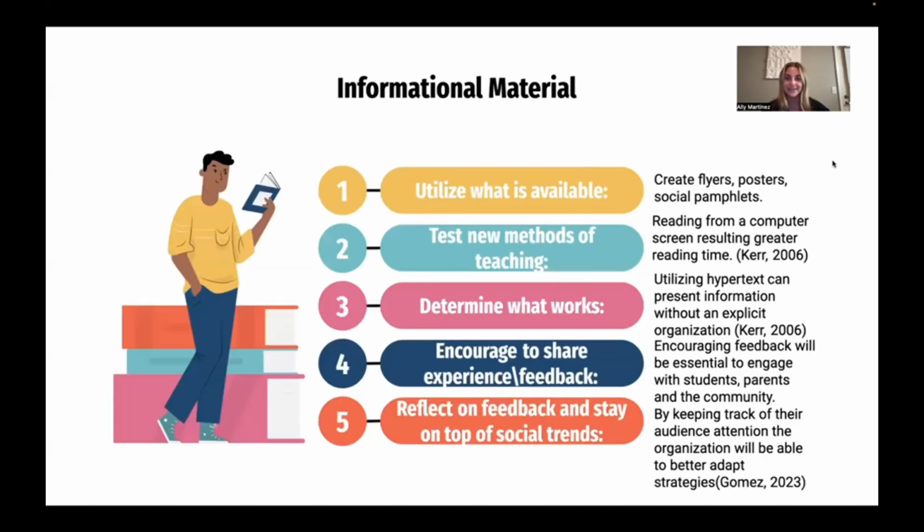Next, we will get into informational material, and this consists of utilizing what is available, such as creating flyers, posters, and social pamphlets. Next is by testing new methods of teaching, and this is by reading from a computer screen, resulting in greater reading time. Third is determining what works, utilizing hypertext that can present information without explicit organization. Fourth is encouraging them to share experiences and feedbacks.